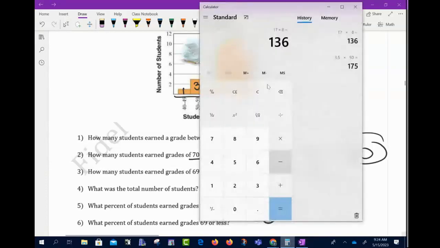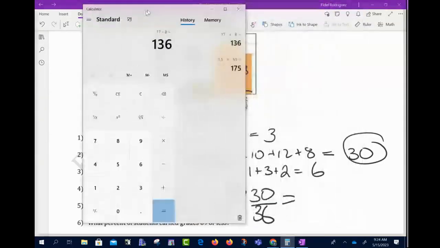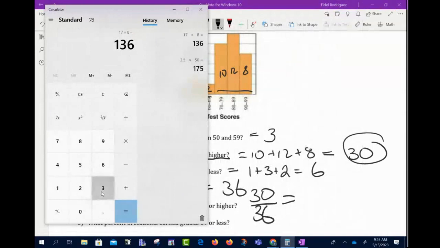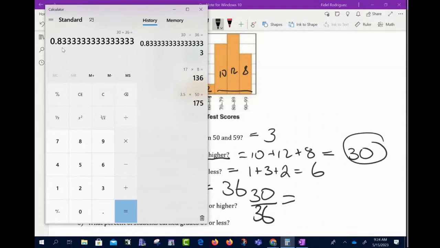If you recall, y'all, from Friday, the way we did this, let's try to make it a little smaller, but it's okay. The way we did this, y'all, was we said, let's take 30, let's divide it by 36, and let's see what we get. So I'm getting that right there, right? Now, remember, I want to change this to a percent, so I'm going to move my decimal 2 spaces over.